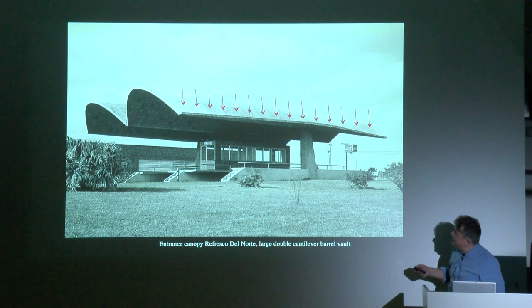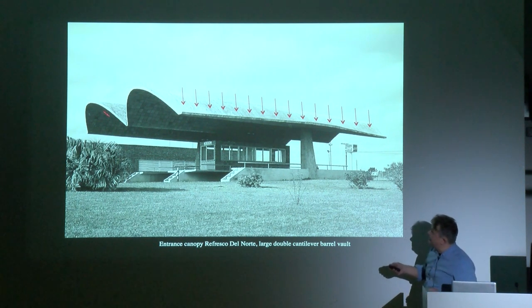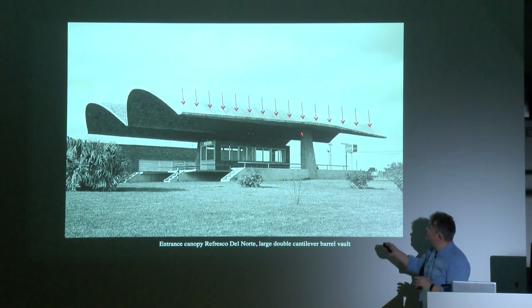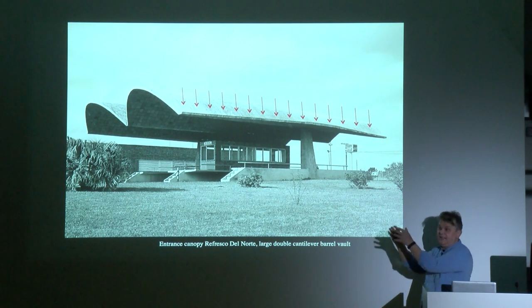And in some cases, this is the entrance to the same soft drinks factory. And the vault is actually a double cantilever. So this is about 12 or 13 meters from here to here and from here to here. And it's simply sitting on top of these columns. There's three columns and there's two vaults. And it wants to bend and break its back.